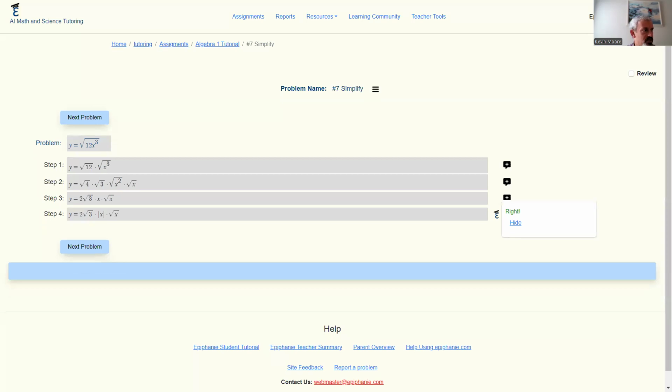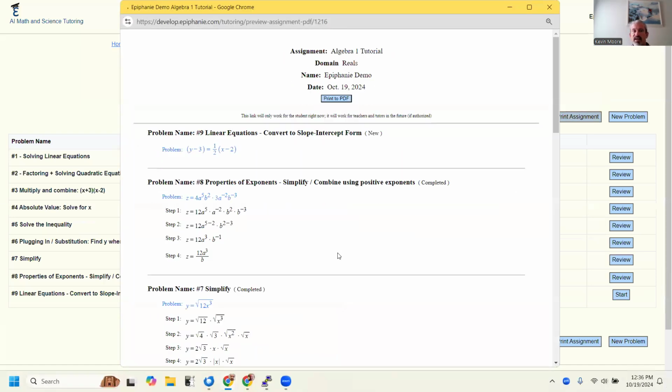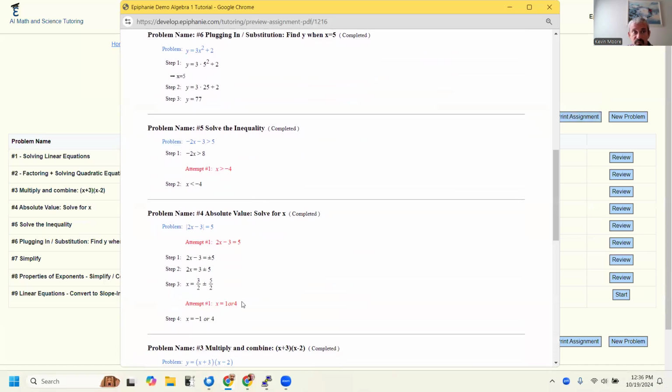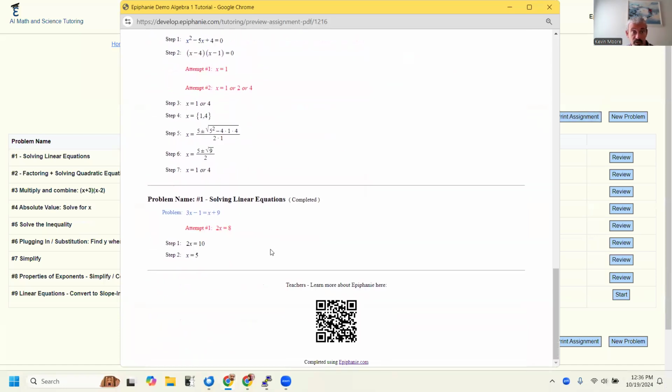Couple more things I wanted to cover before we wrap up here. When you're done, let's go back to the assignment. You can print out this assignment, and it's going to include all your steps, including the mistakes that you made. It is in backwards order here. I'm going to work on that. But again, the goal is, hey, your teacher should be able to see where you made mistakes. That way they know this is something that you did yourself. It's not something that the system did for you.